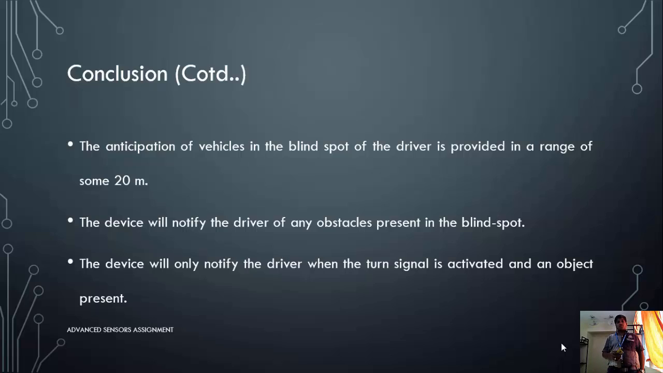These are used in a large range of radar sensors. The device will notify the driver of any obstacles present in the blind spot. When the object enters the blind spot, the system will activate and give signals to the driver. The device will only notify the driver when the turn signal is activated and an object is present.